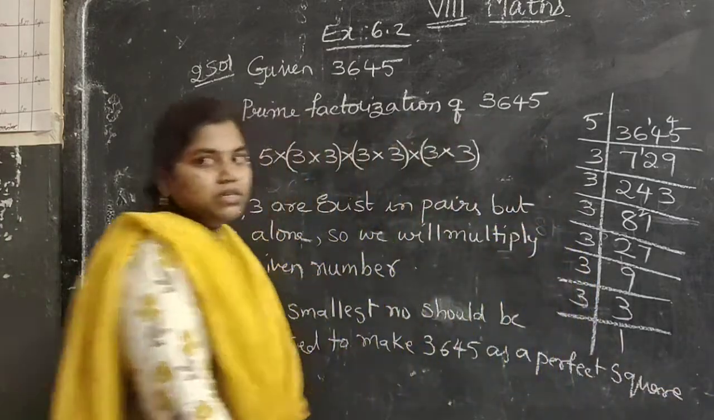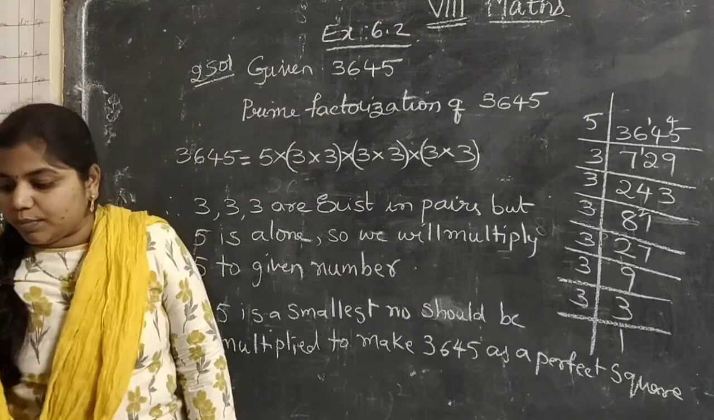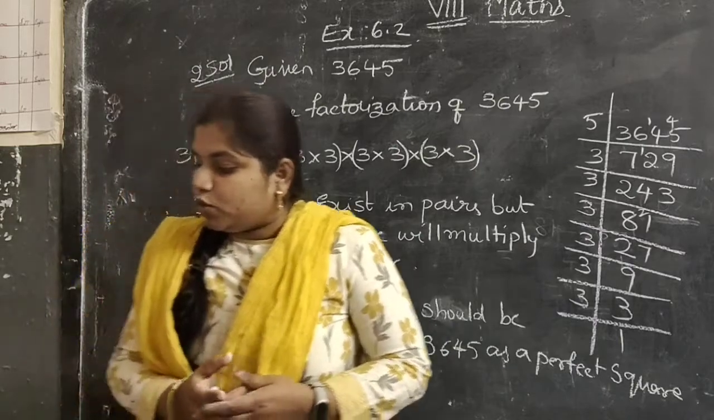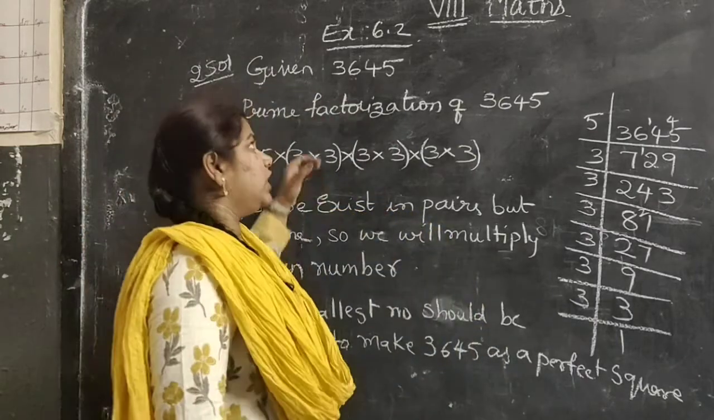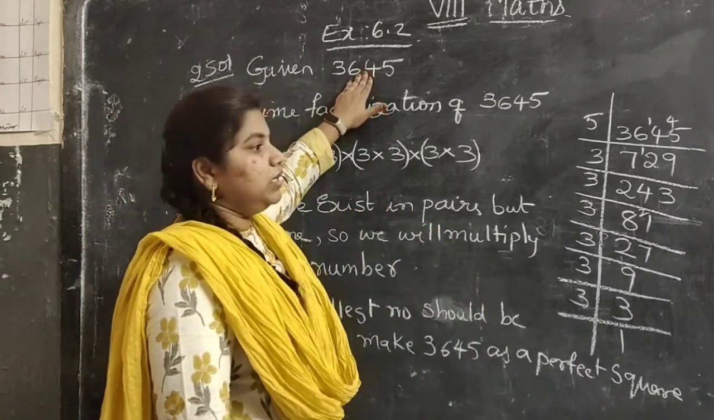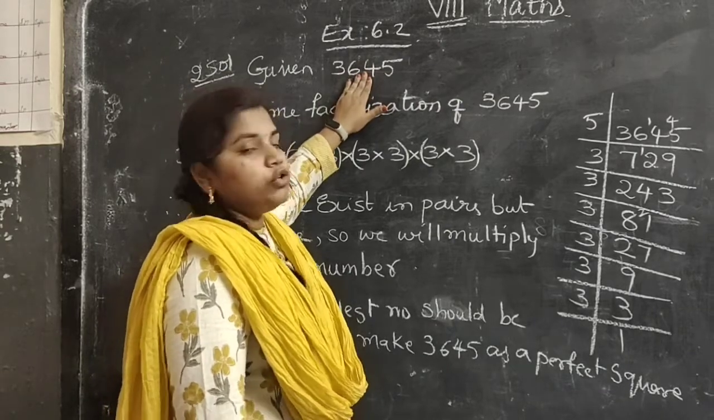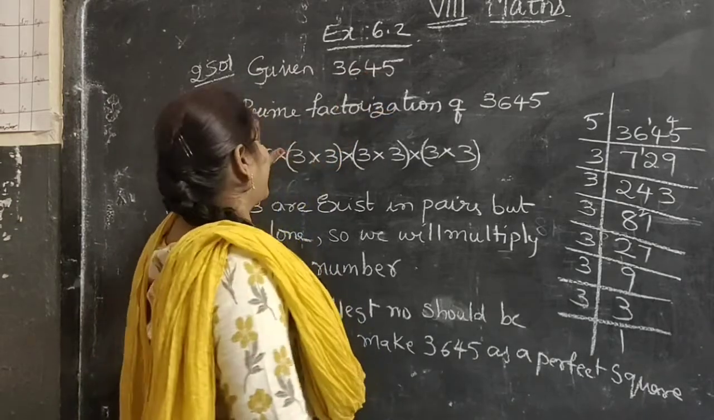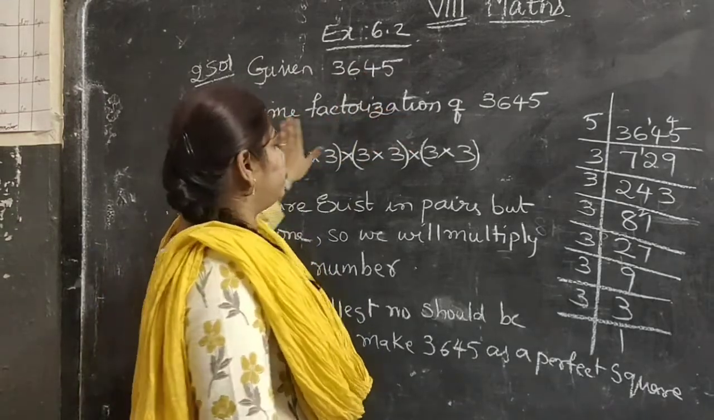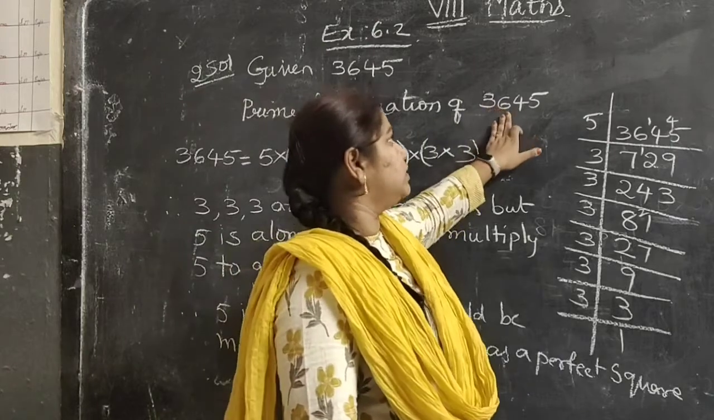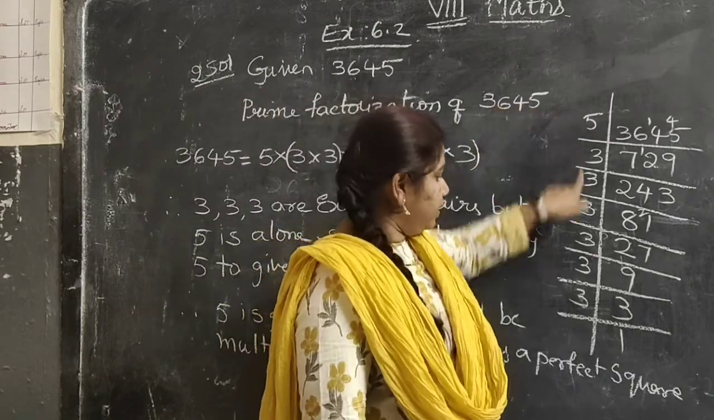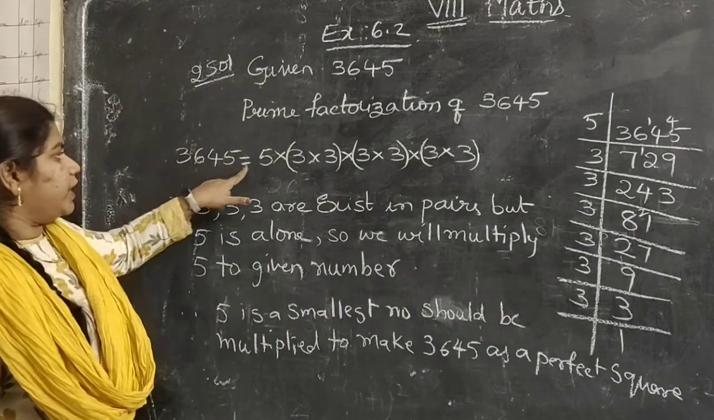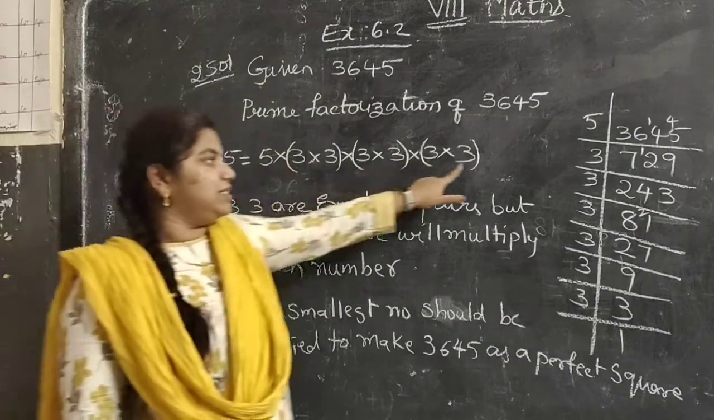So once again see this, they have given: find the smallest number by which 3645 must be multiplied to get a perfect square. So which number will we multiply to this 3645 to make that a perfect square, we have to find. So how are we finding? By using prime factorization. So first we have to take the prime factorization of 3645. So if you take the prime factorization, what did you get here? 3645 is equal to 5 into total 6 3s.